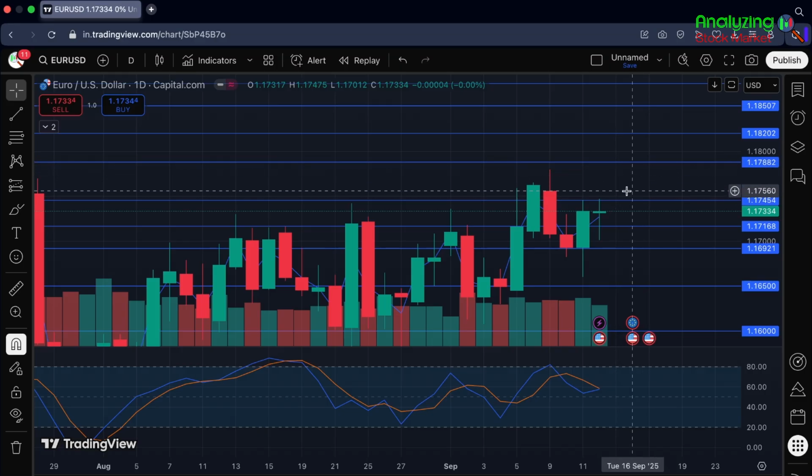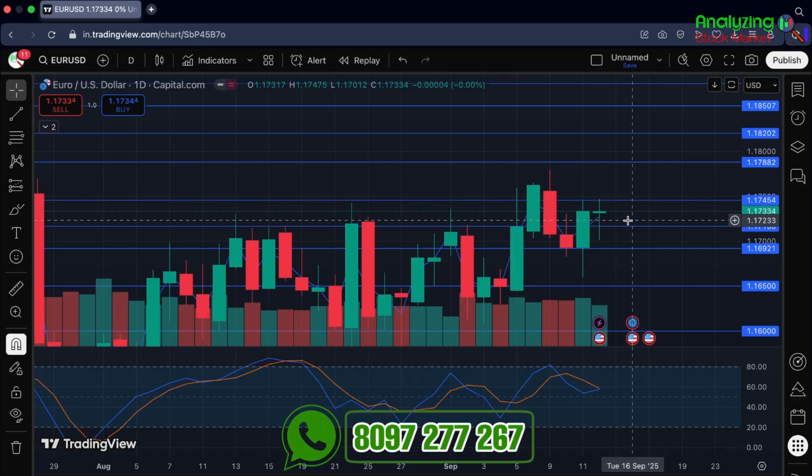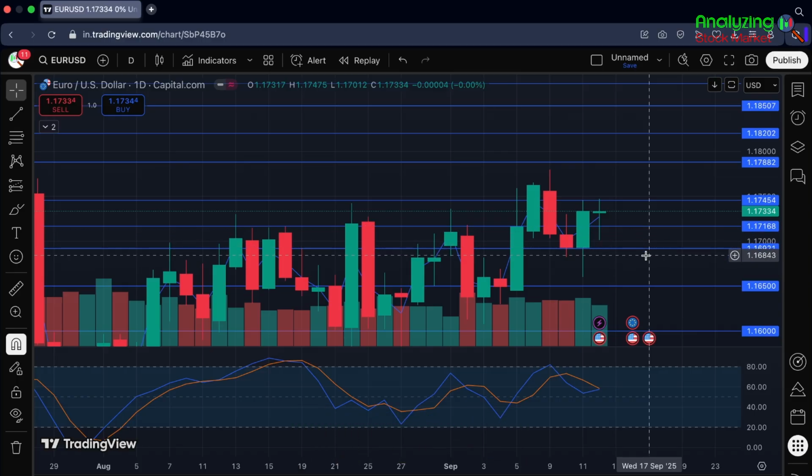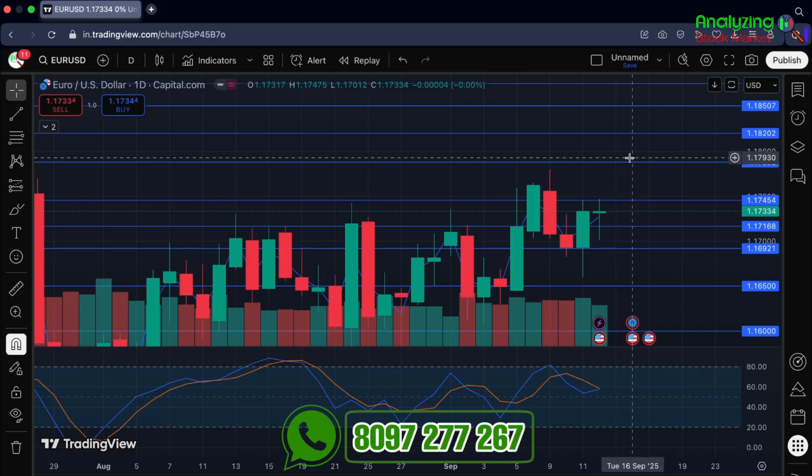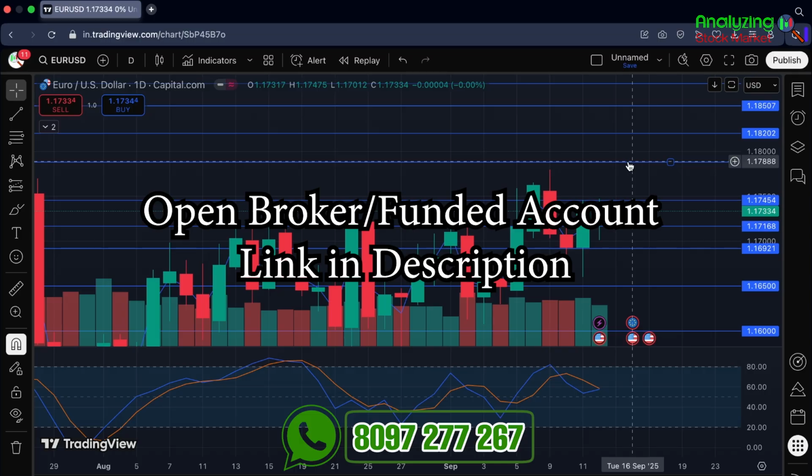If you're looking for a negative move or a negative bias, then only go for a negative move once 1.17168 gets breached and a 1-day candle gets closed below this. Then we can go for 1.16921. But the major move will only come when 1.16921 gets breached and a 1-day candle gets closed. We can see a fall till 1.16500. Overall, my expectation is positive this week. We can see a good breakout if we see a 1-day candle close above 1.17882. I'm expecting a closing above this, but let's see if this happens this week or not.